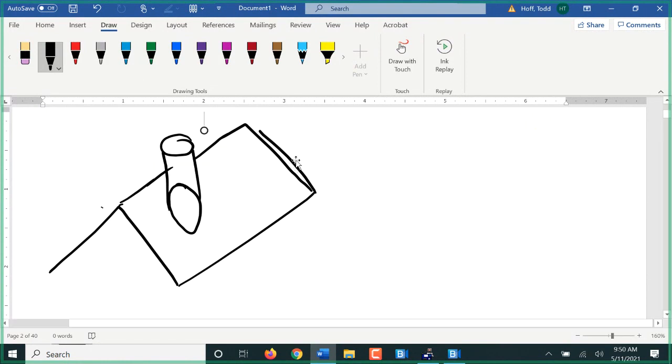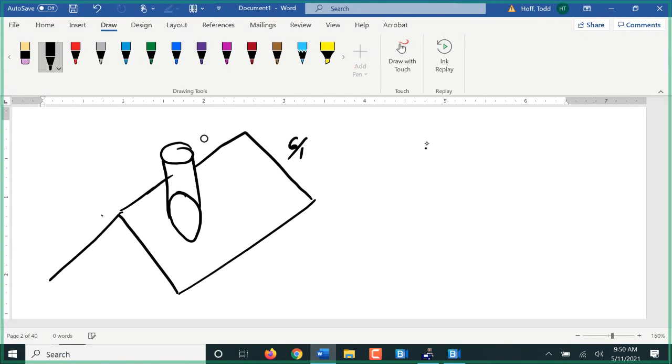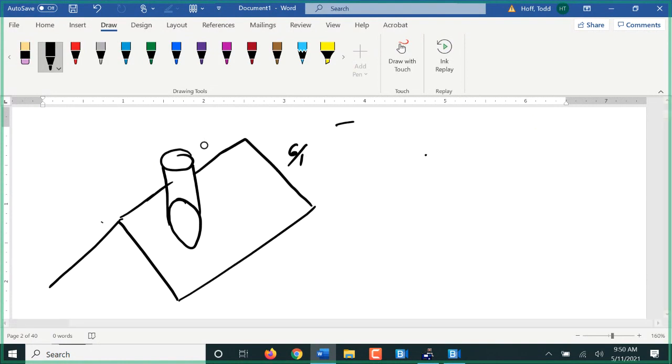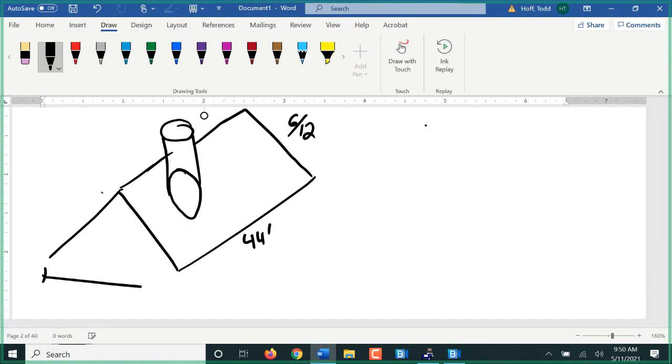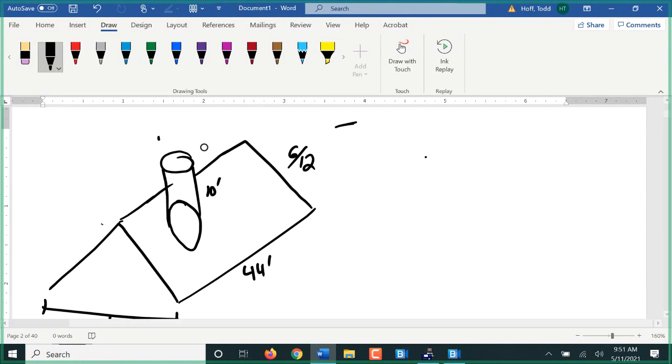So we have this roof that we're looking at, and we're going to find roof area. We're starting off with a 6/12 slope. This piece down here is 44 feet. I did not give you the span. You have to fill in that span of 36 feet. 10-foot height on the long side of that chimney, and a 30-inch diameter on the chimney.